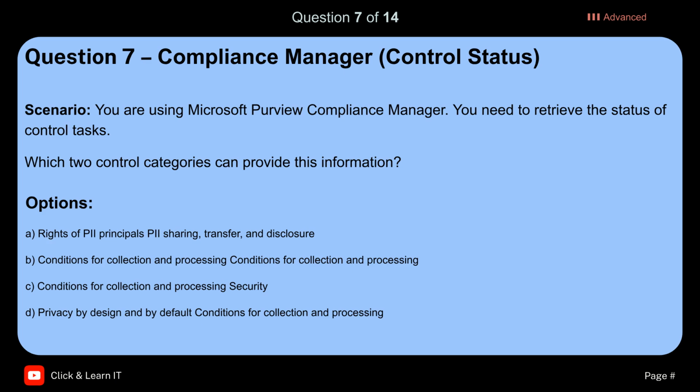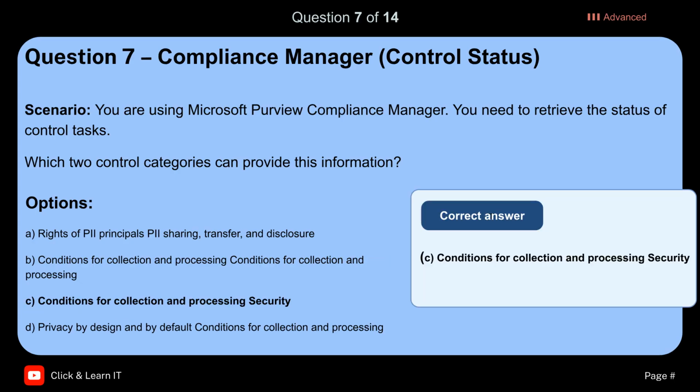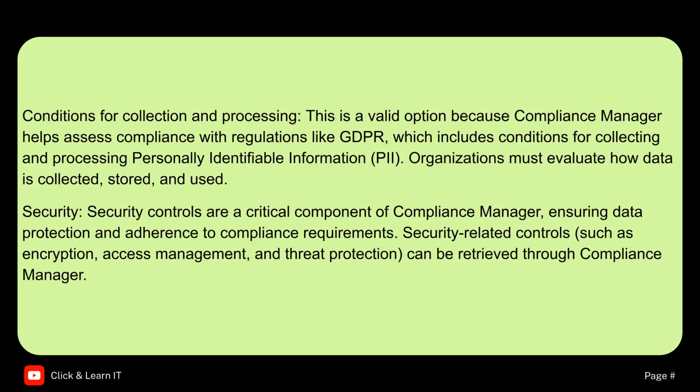Question 7. Compliance Manager control status. Which two control categories in Microsoft Purview Compliance Manager provide the status of control tasks? The correct answer is C. Conditions for collection and processing, and security. These categories allow retrieval of control task status within Compliance Manager. Compliance Manager helps assess compliance with regulations like GDPR, including conditions for collecting and processing PII. Security controls are also critical, ensuring data protection and adherence to compliance requirements.